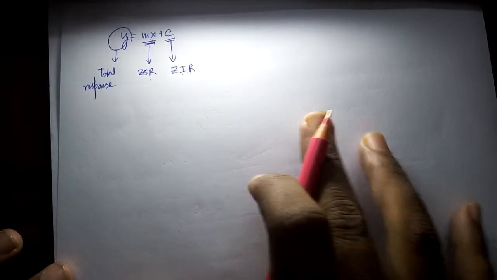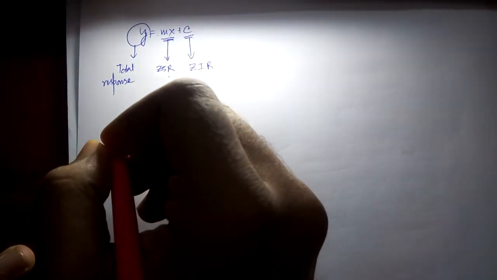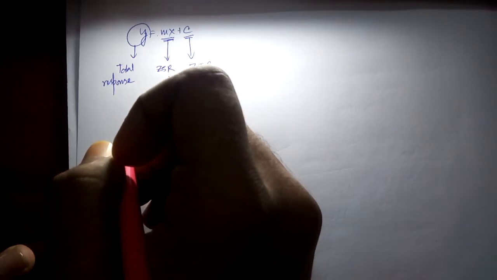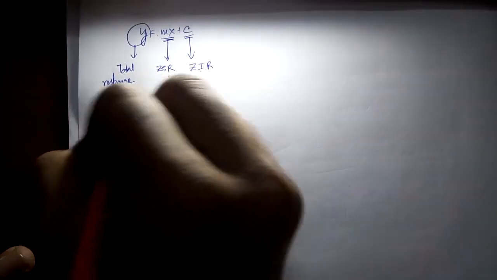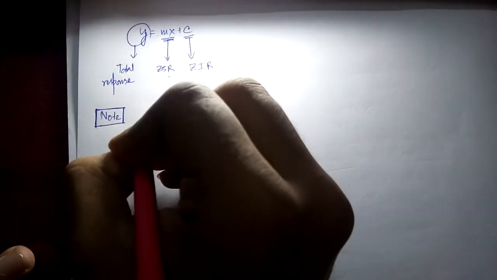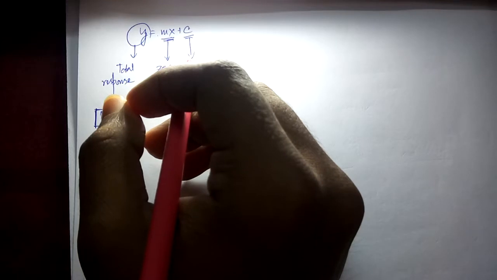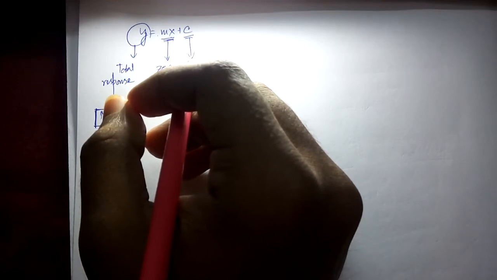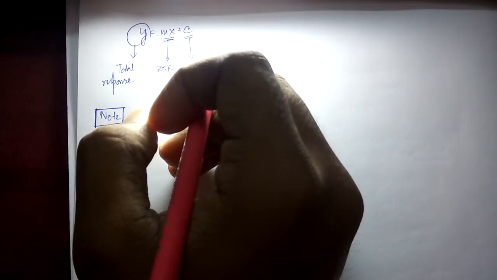Now I am going to talk about a very important point about the transfer function of any system. Note down this point and try to memorize it. Transfer function of a system is unique. That is, one system can't have two transfer functions, but two or more systems can have the same transfer function, because transfer function of a system does not depend on the physical configuration.